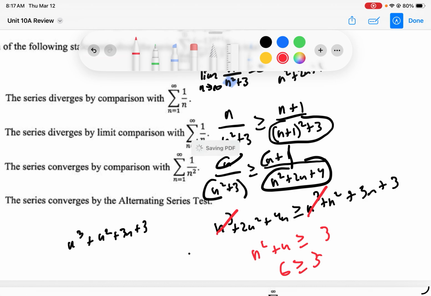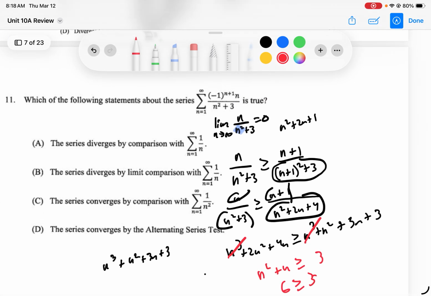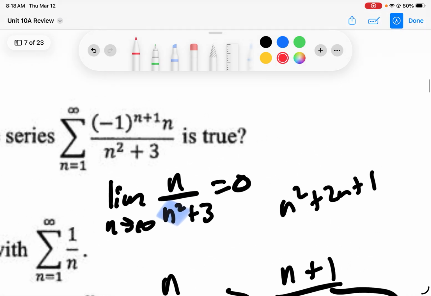I'm thinking, well, does the first term, let me just list them out now. If I just list them out, plug in 1, I get 1 over 1 plus 3, which is 4. If I plugged in 2, the next term of the sequence would be 2 over 2 squared plus 3, which is 7. Then plugged in 3, 3 over 12. Was this 0.25? I don't know what 2 divided by 7 is.